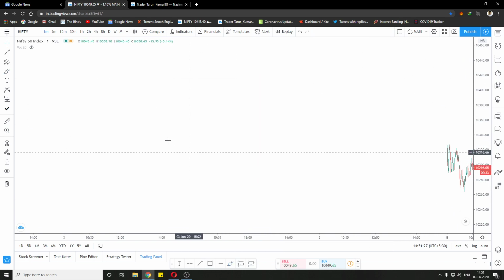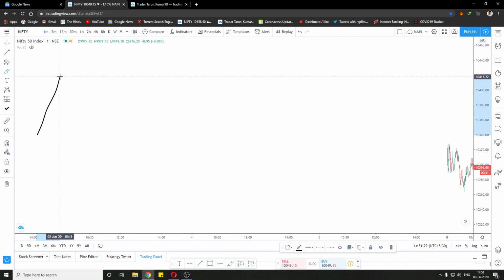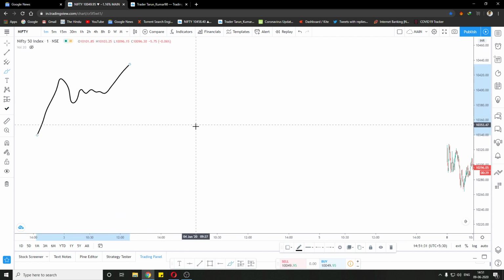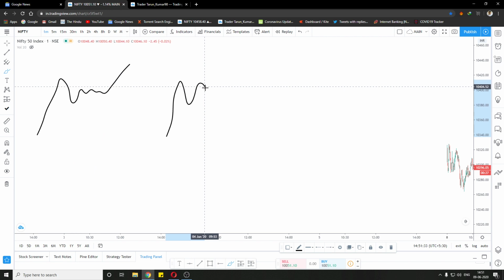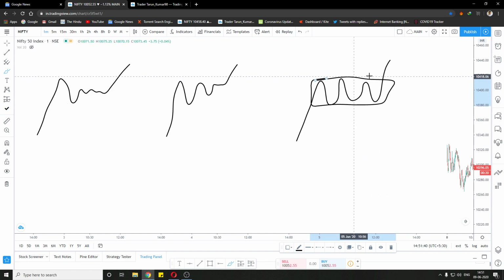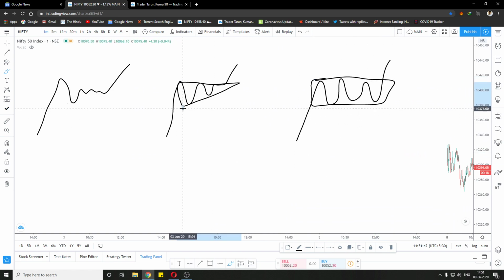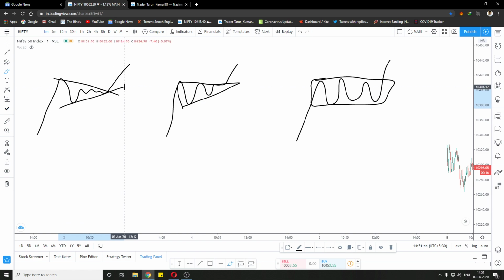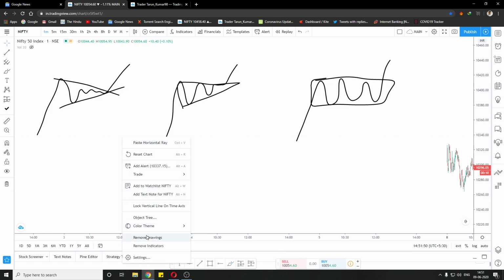So 3 patterns we discussed: the symmetrical triangle, the ascending triangle, and the rectangle. So these are the 3 patterns we have discussed. Now we have our bull flag.